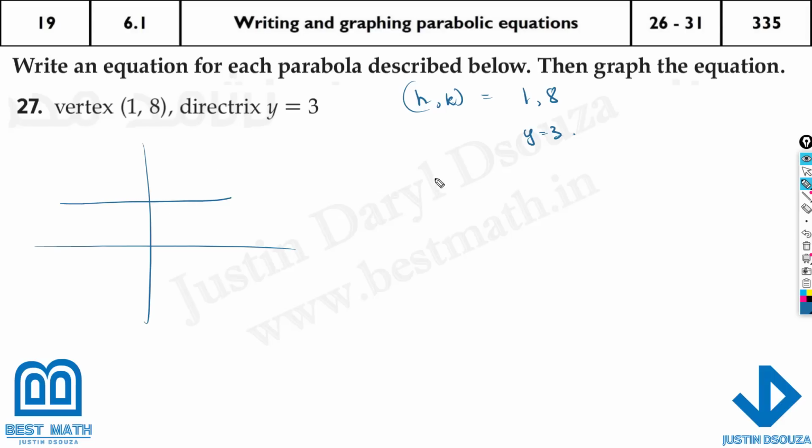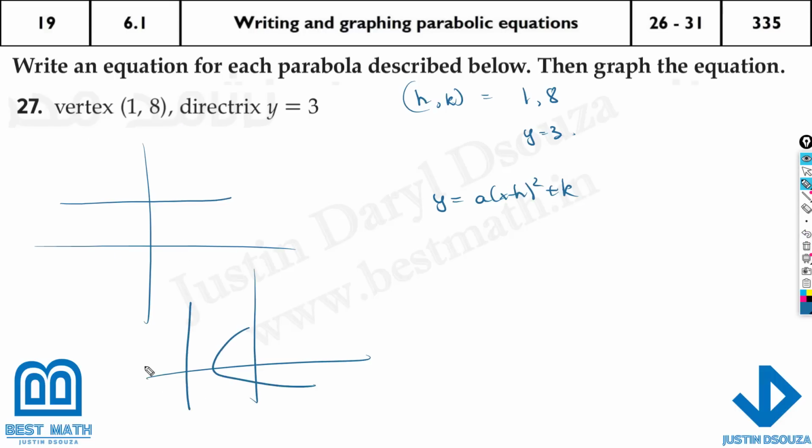You can just remember, if it's like this, the equation must be y is equal to a times x minus h the whole square plus k. Let me explain. If we have a horizontal line, the opening can either be upwards or downwards. There's no other way. Because if it's a vertical line, then the parabola can be either like this or like this. This is why we can easily tell, okay, this is a horizontal line. It should open upwards or downwards.